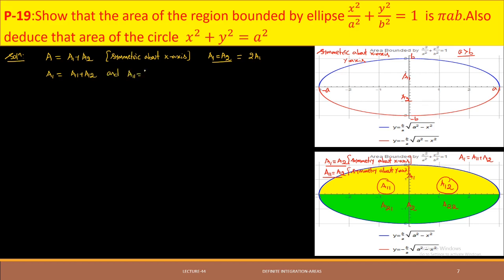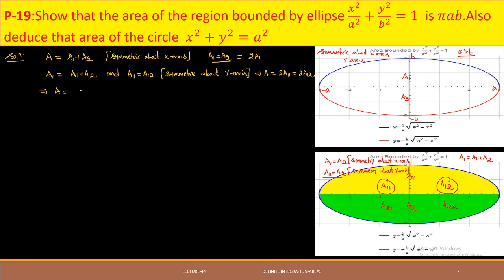a11 is equal to a12. This is just because of the symmetric property, symmetric about the y-axis. So this implies a1 is equal to 2 into a11 or 2 into a12, right.